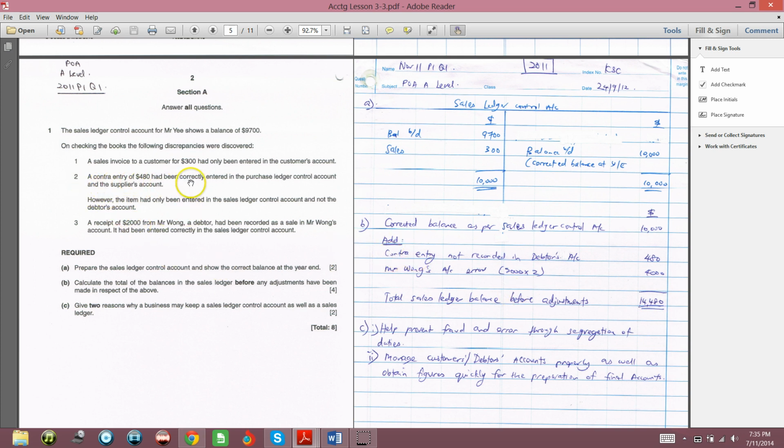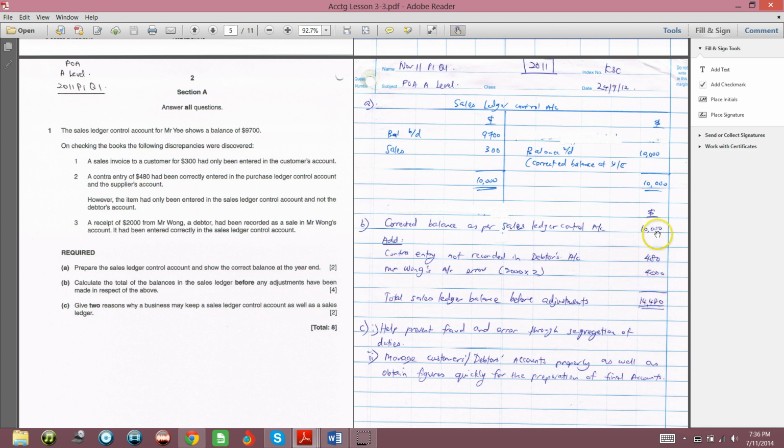A contra entry of 480 had been correctly entered in the purchasers ledger control account and suppliers account. However, the item had only been entered in the sales ledger account and not the debtors account. So that means the person number one, the person doing the individual debtors ledger, has not offset this 480, has not reduced it from his balances of all the debtors. It is 480. So that means the figure before correction would have been bigger.